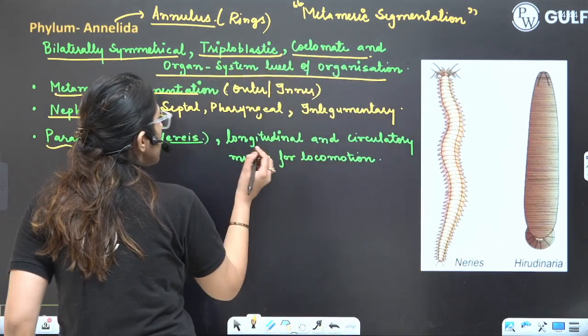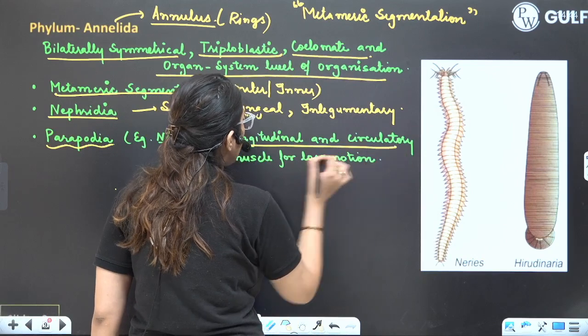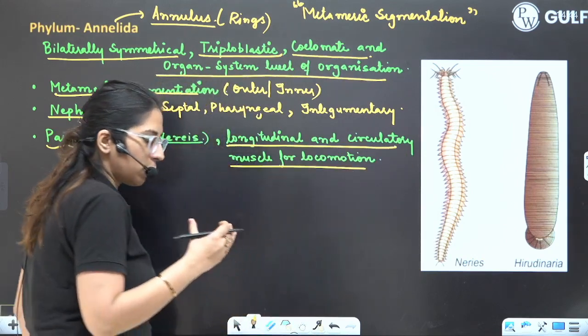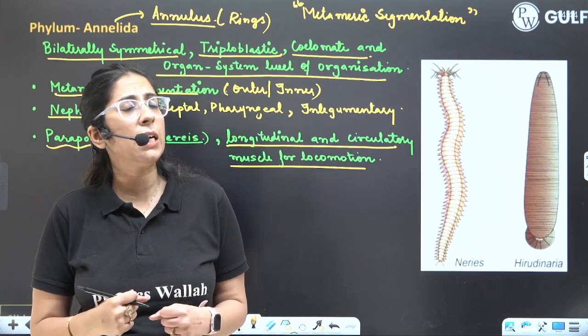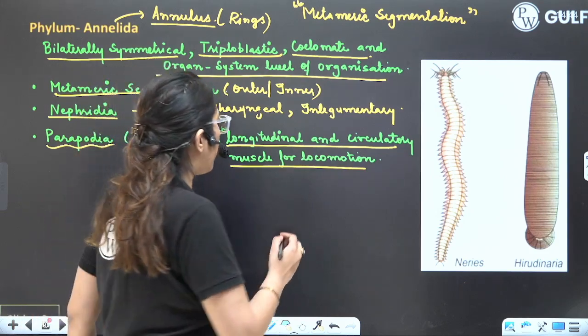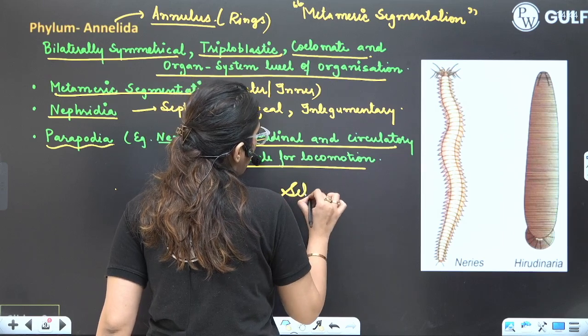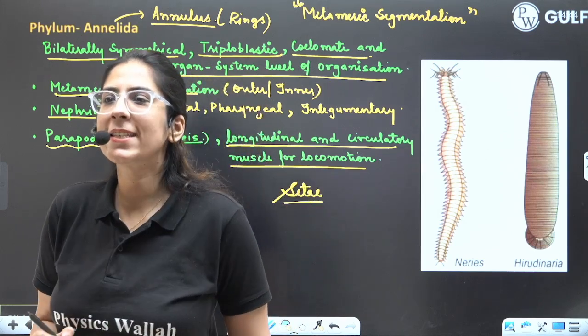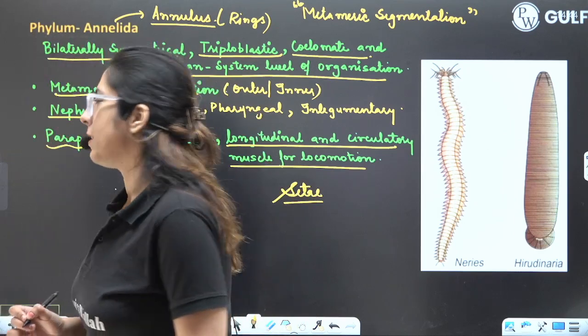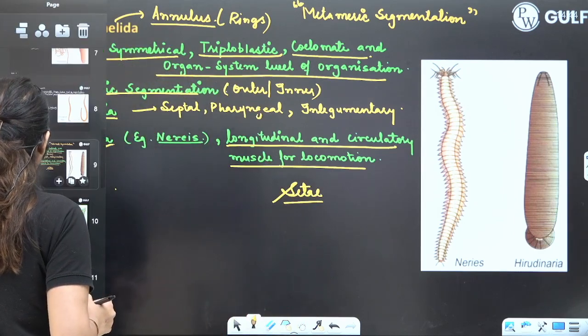Whereas the other organisms show longitudinal and circular muscles for locomotion. So there is continuous contraction and relaxation of the longitudinal muscles. Then they have setae also present on the body, which help in locomotion. Setae. Yes, guys? Are you getting my point? Now, moving on to the next phylum.